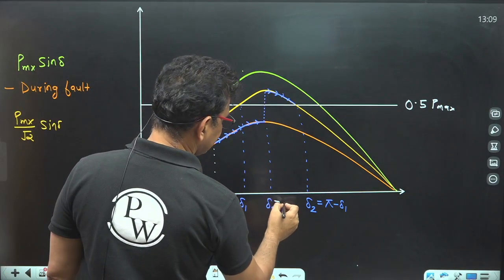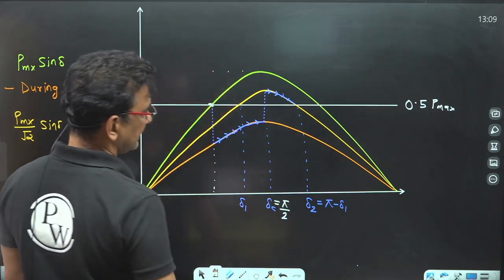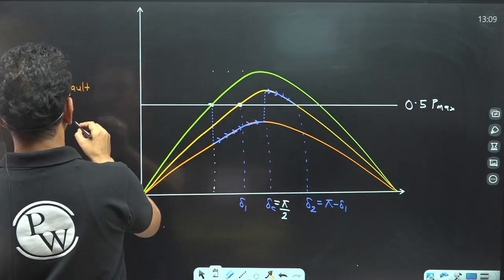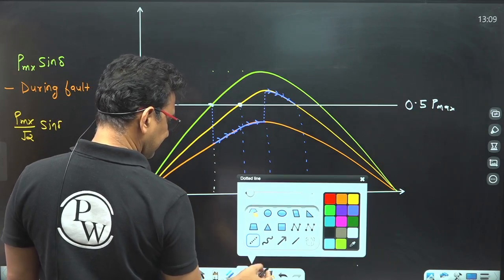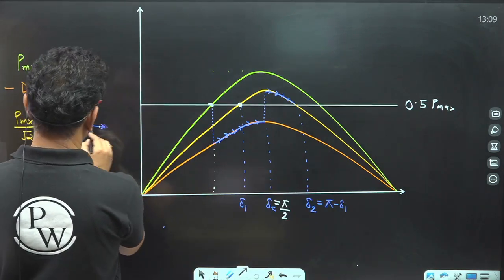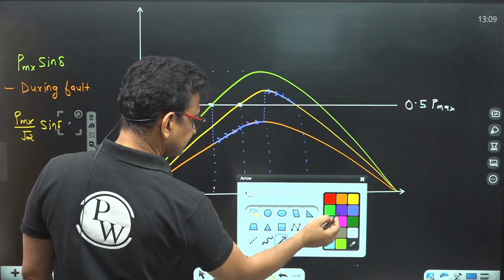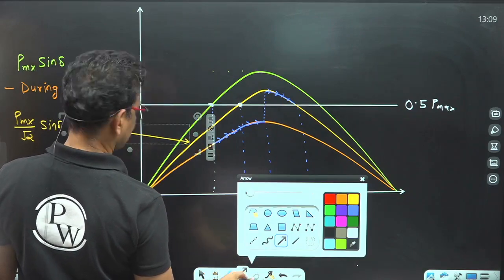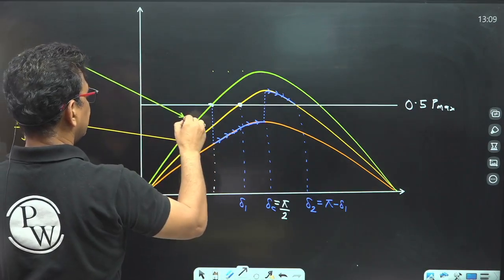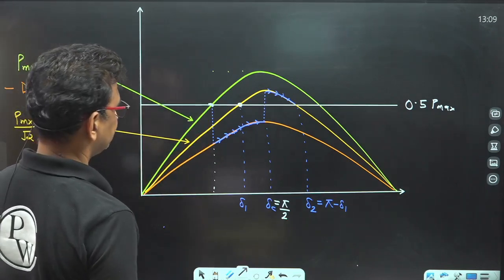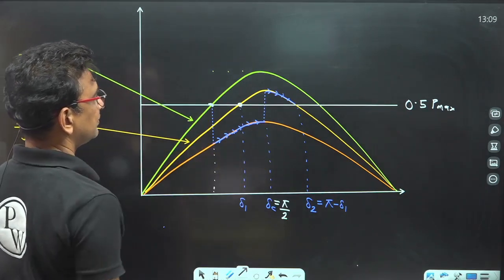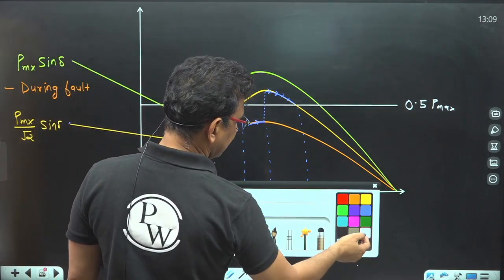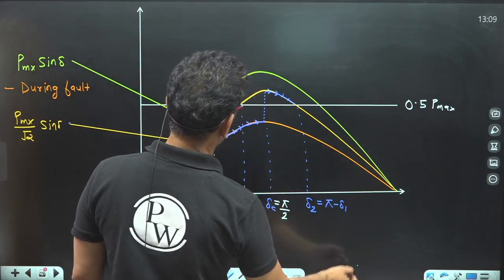So delta C is pi by 2. And what is delta 1? See, at delta 1, this yellow one is Pmax by root 2 sine delta. And this green one is Pmax sine delta. The equation of this we do not know, so I cannot find the accelerating area directly. So I will find the accelerating area by equating it to the decelerating area.